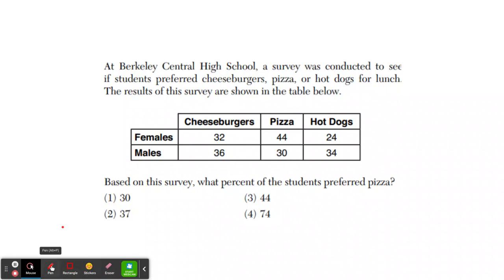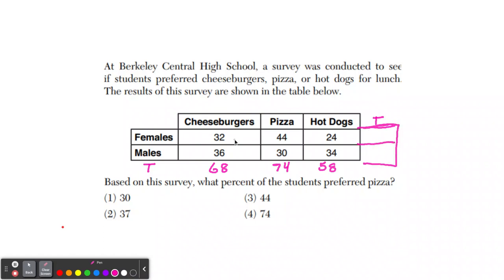Well, we should get our pen working first. Let's use that color. So we'll say T for totals. Over here, we have a total of 68. Add them together. Let's see, we add these together, and we have 74. And we add these together, we have 58. Then we need totals over here, too. Need all the totals. And if we add 32, 44, 24, we get 100. And if we add 36, 30, and 34, we also get 100. So the total would be 200.